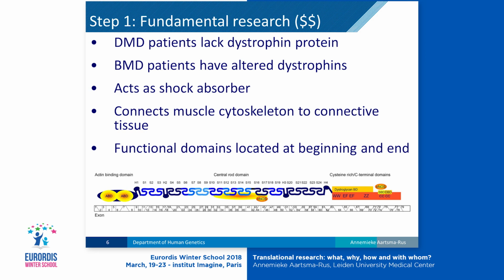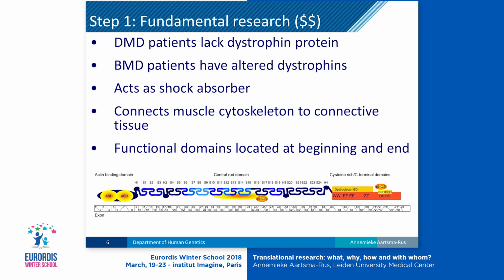So what does dystrophin do? You can see a schematic depiction here. It binds to the cytoskeleton with the beginning part, and it binds to the extracellular matrix that covers each muscle fiber with the end. In the middle, it has these repetitive elements that more or less act like a string. So what it does is act as a shock absorber.